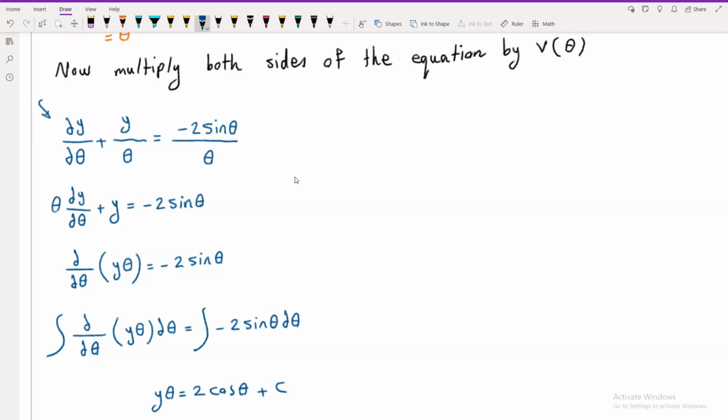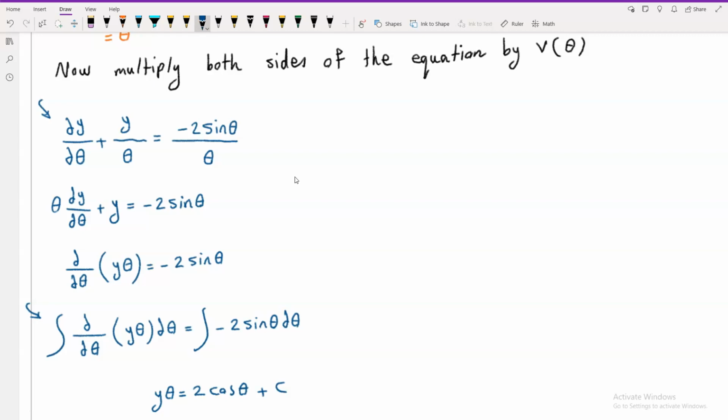So this was using the product rule, and then integrate both sides of the equation. So here we have the integral of d over d theta of y theta times d theta equal to the other side, the integral of negative 2 sine theta d theta. And then simplify, we're going to have y theta equal to 2 cosine theta plus c.